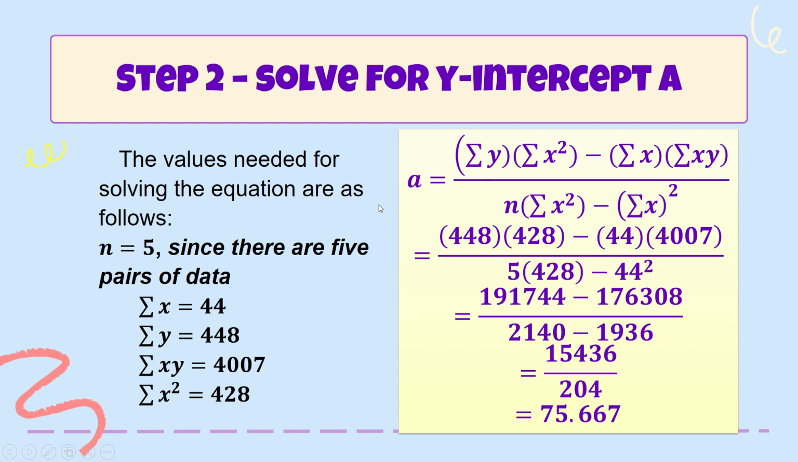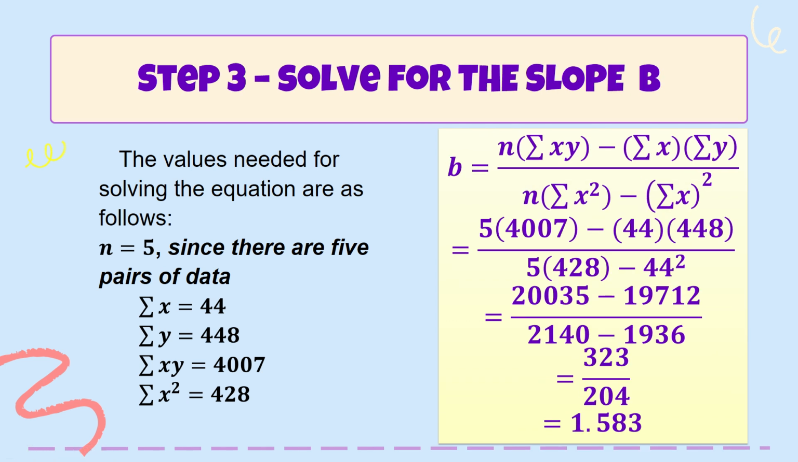You have the summation of y here, 448. You have the summation of x squared. You multiply them and you operate on them, and you can use a calculator. That's it. That's the y-intercept. Next is we look for the slope of the line.